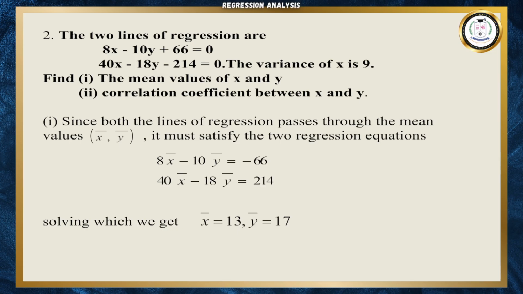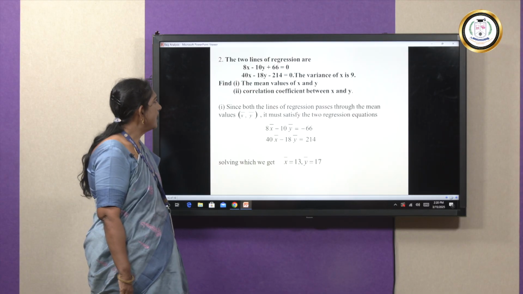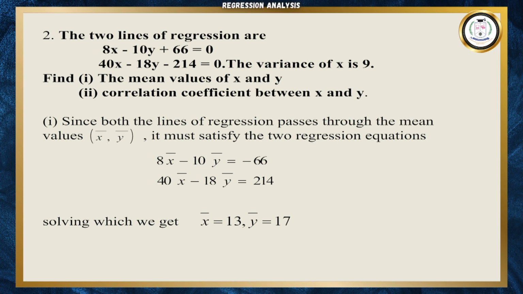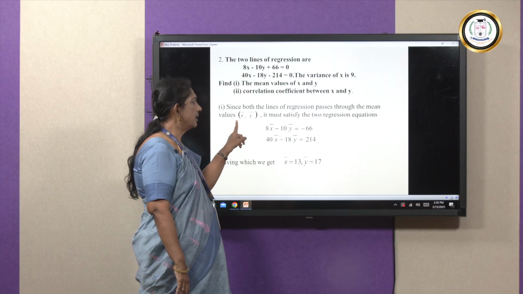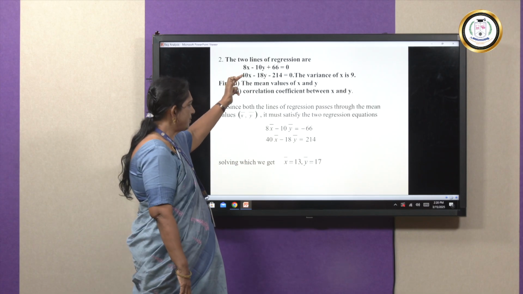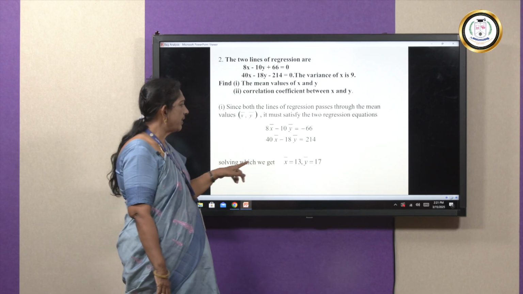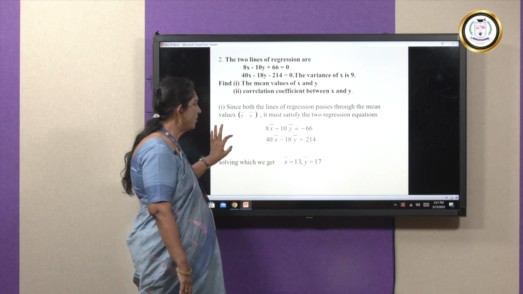Then we'll come to the next problem, which says that there are two lines of regression, 8x minus 10y plus 66 equal to 0, and 40x minus 18y minus 214 equal to 0. The variance of x is 9. Then we have to find out the mean values of x and y. Secondly, we have to find out the correlation coefficient between x and y. Now, because the mean x bar, y bar passes through the two regression lines, it will satisfy these two equations. So we'll get 8x bar minus 10y bar equal to minus 66, and 40x bar minus 18y bar equal to 214. Now when we solve these two equations, we will get our x bar value to be 13 and y bar value to be equal to 17.